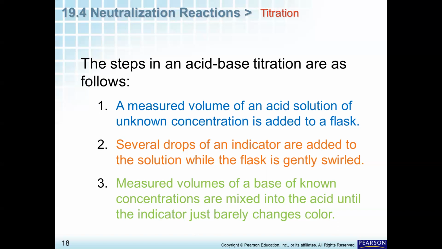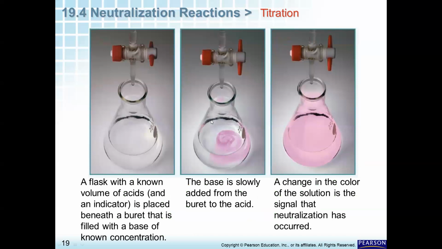Now, a measured volume of a base of known concentration is mixed into the acid until the indicator just barely changes color. We start adding the base slowly till we reach a point where the color changes. When the color changes, this means that the solution has become slightly basic, which means that we finished all the acid. This is the picture of the titration.